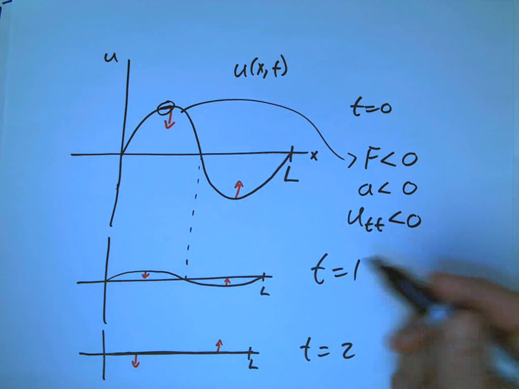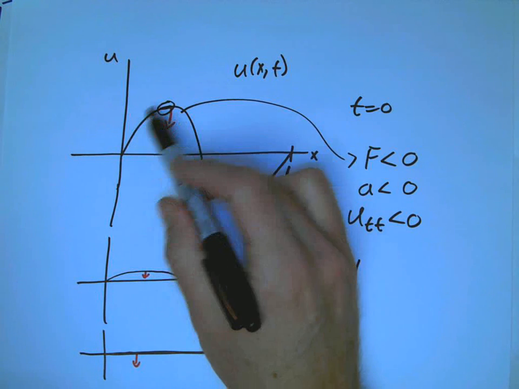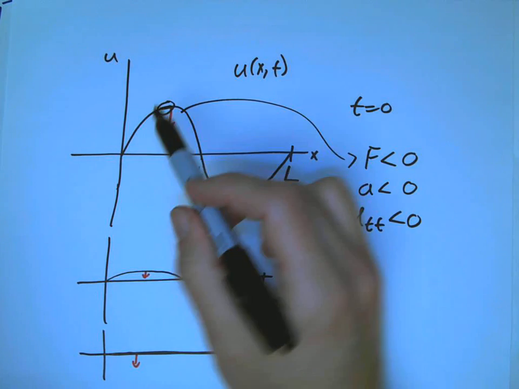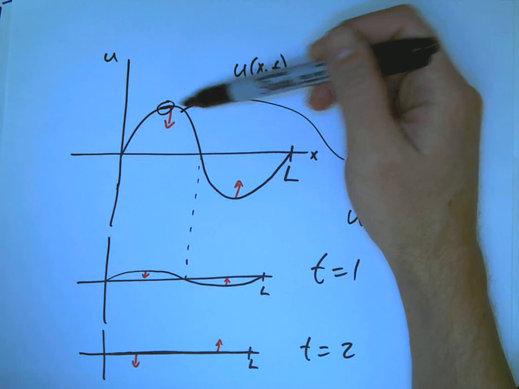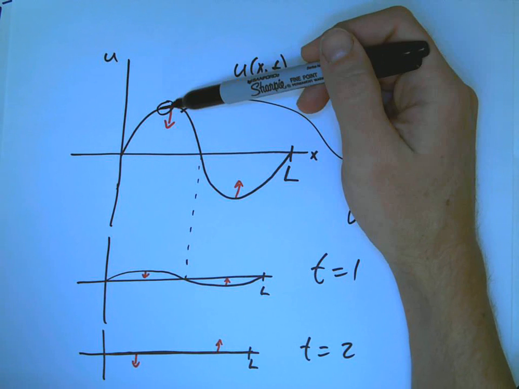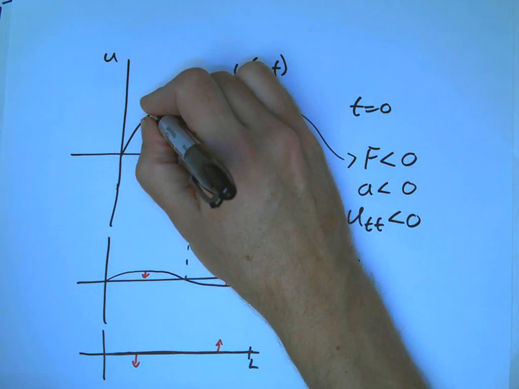And so here's a point where utt is supposed to be less than 0. Now, does that correspond to anything we can measure in the x derivatives? Well, this is a point. What's special about this point is that it's curving downward.